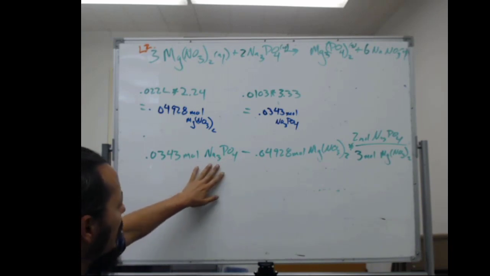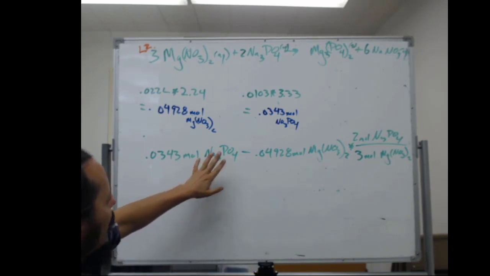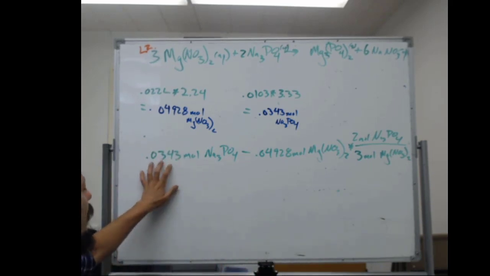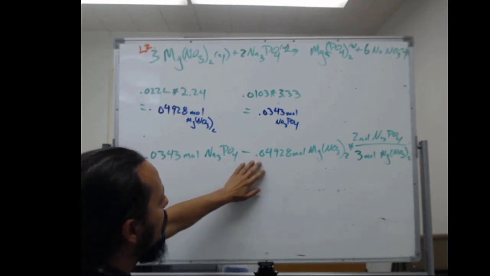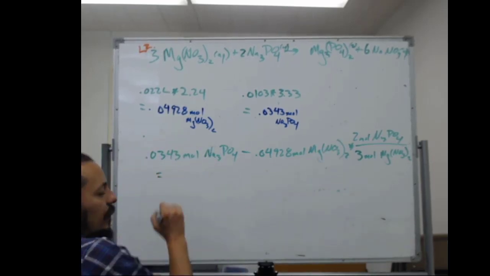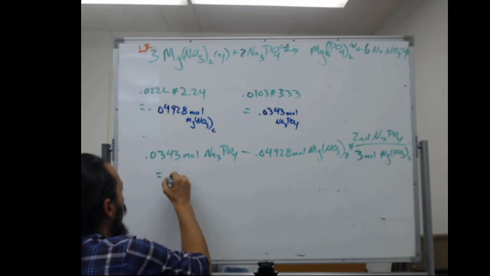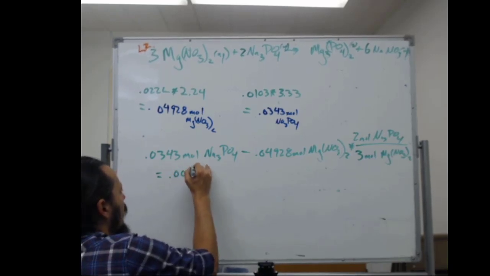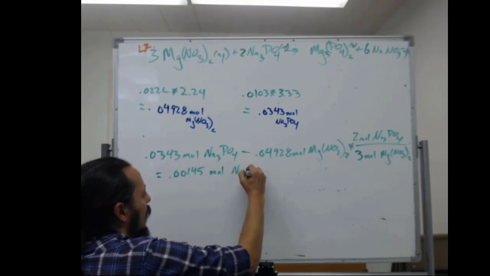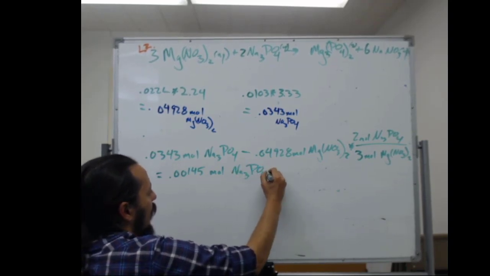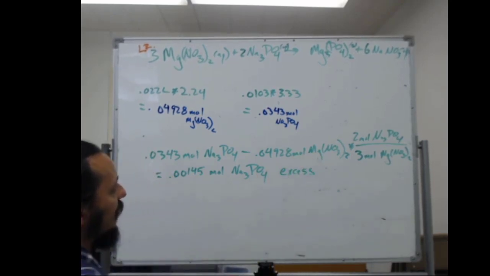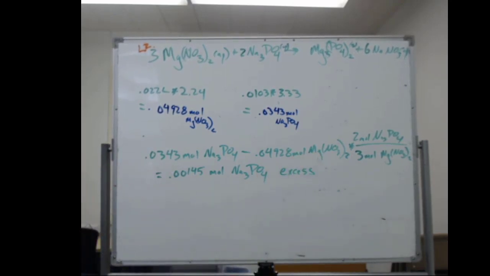Sorry, I keep saying magnesium nitrate. I blame that last problem. Sodium phosphate we don't use. So 0.0343 minus 0.04928 times 2/3. And that will give us 0.00145 moles. That gives us our excess amount of material.